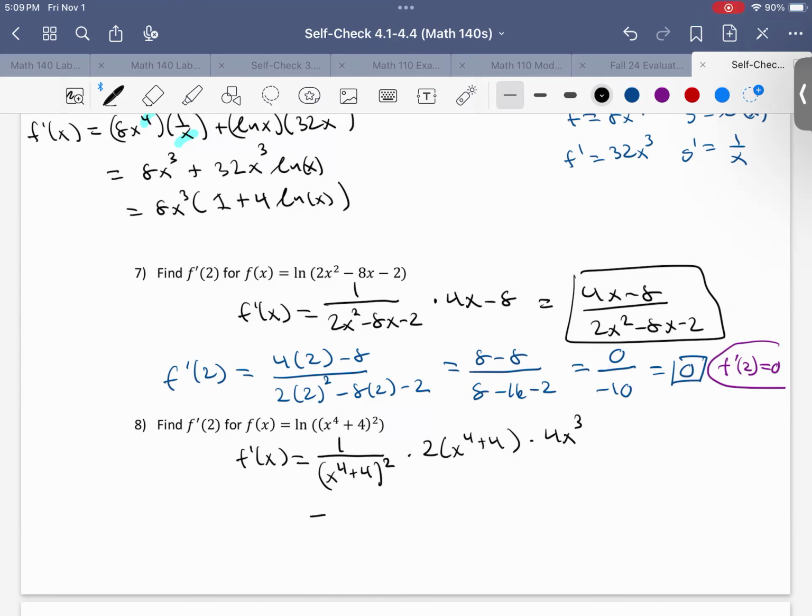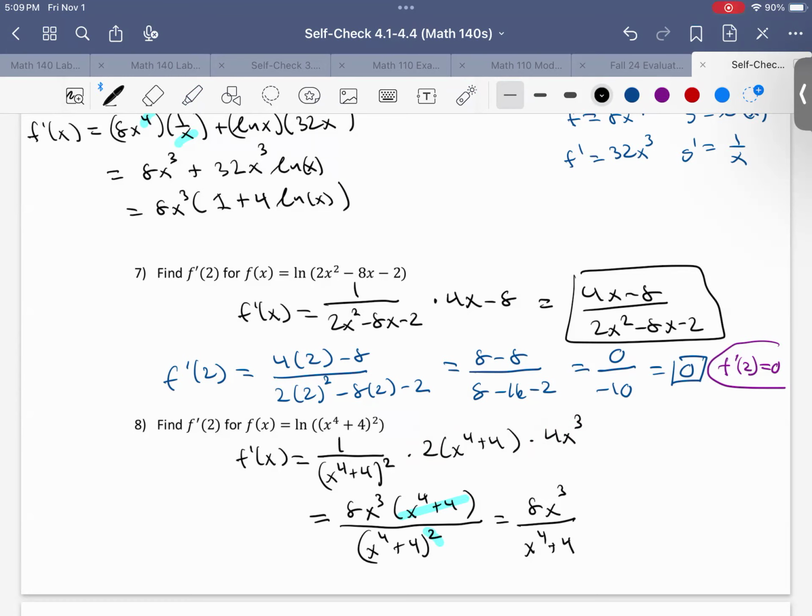Okay, so then this simplifies out. We could multiply this 2 and 4x cubed. So this would be 8x cubed times x to the fourth plus 4 all over x to the fourth plus 4 squared. And I can cancel out a copy of this x to the fourth plus 4. So what I'm left with is 8x cubed over x to the fourth plus 4.